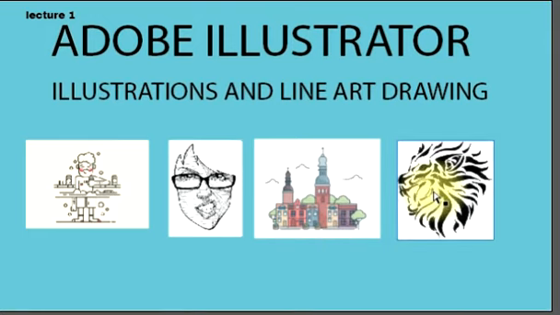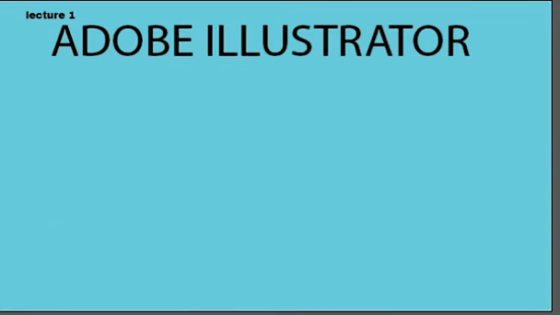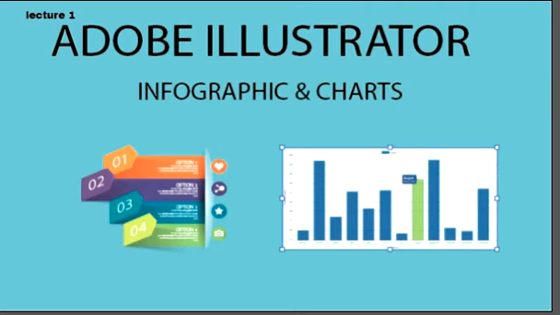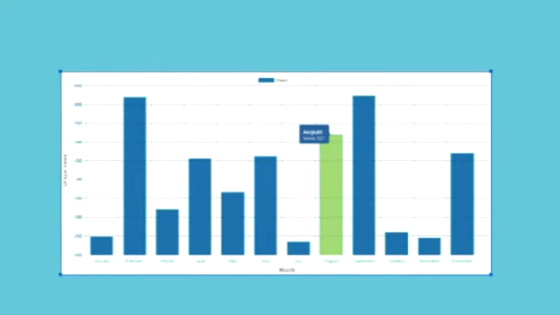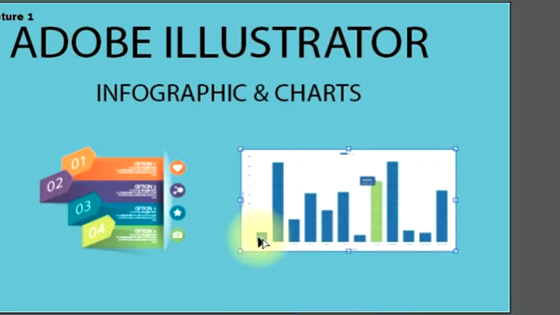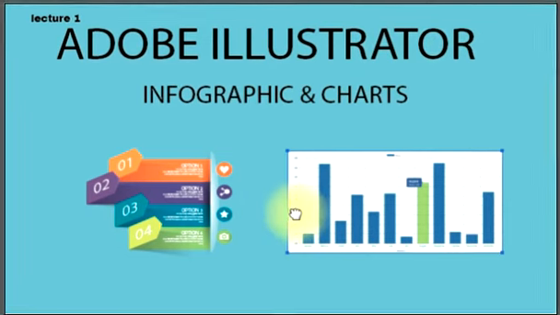Then this is line drawing. Tattoos are made in Adobe Illustrator, and it's a very speedy process of making these kinds of things. Infographics and charts. We can make infographics like this for our presentations, and charts like this in Adobe Illustrator very easily and very rapidly.